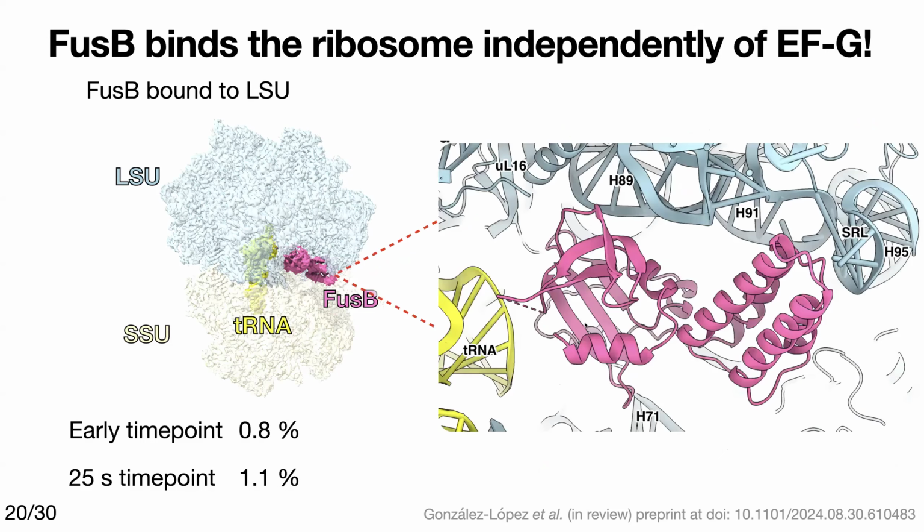And here, if we look more in detail, FusB spans from the tRNA that is on the P site up to the sarcin-ricin loop that, if you remember from before, I said was in close proximity to fusidic acid when EFG is present and inhibited by fusidic acid.